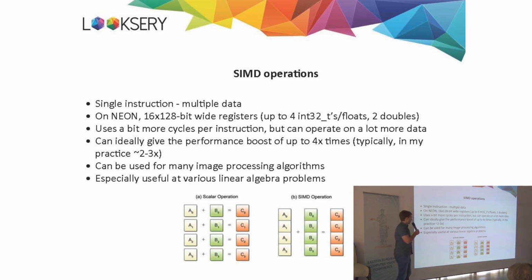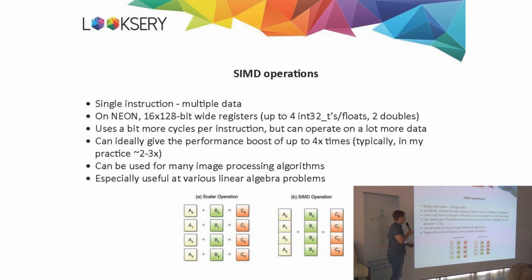With SIMD operations, things can be much better because you take one big register, which in the case of ARM Neon is a 128-bit wide register. So you can fill it up with, for example, 4 floats, and you can execute one instruction on all these 4 floats. And it's much faster. It uses slightly more cycles per instruction, but on the other hand, it benefits because it operates on a lot more data. So the theoretical speedup, for example for floats, is up to 4. Well, in my practice, it's typically between 2 and 3.